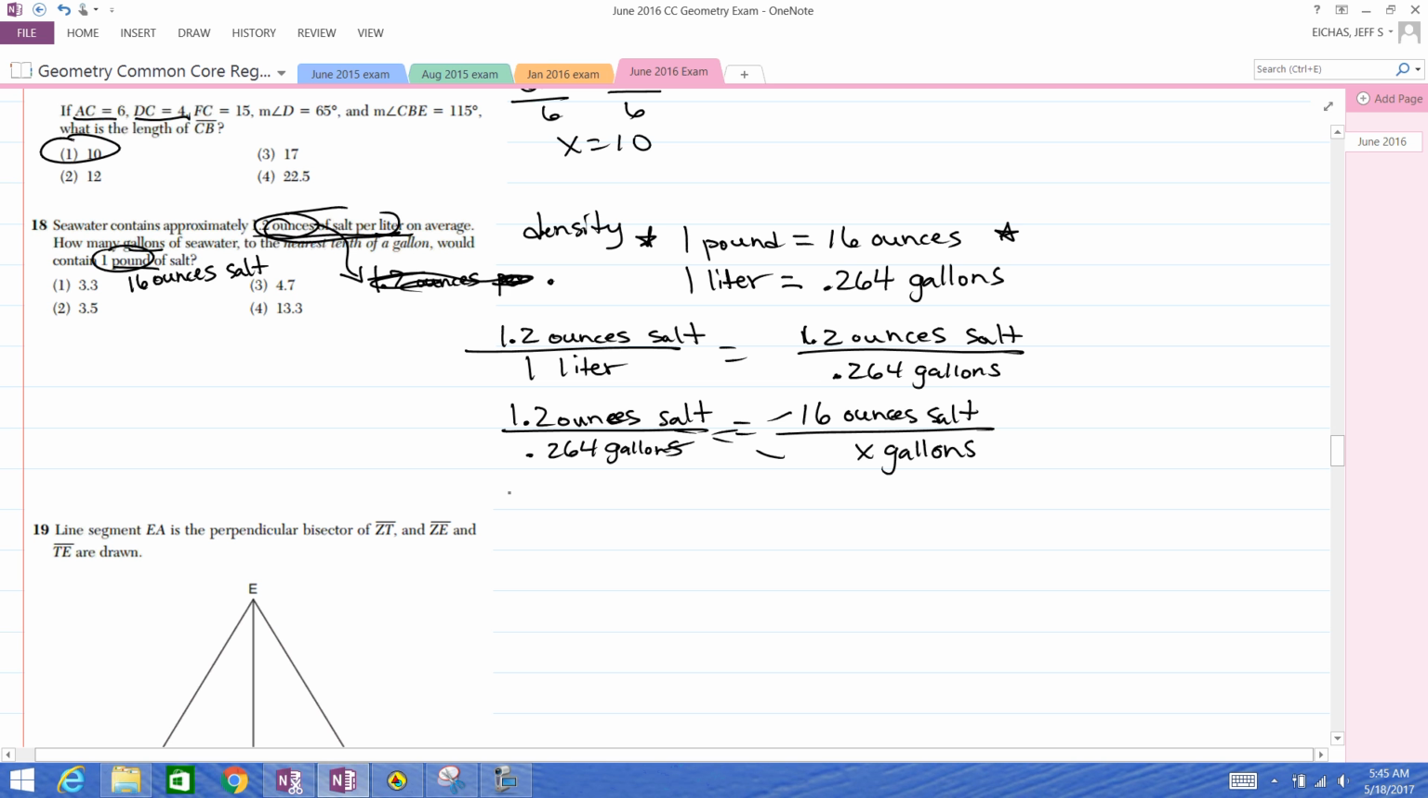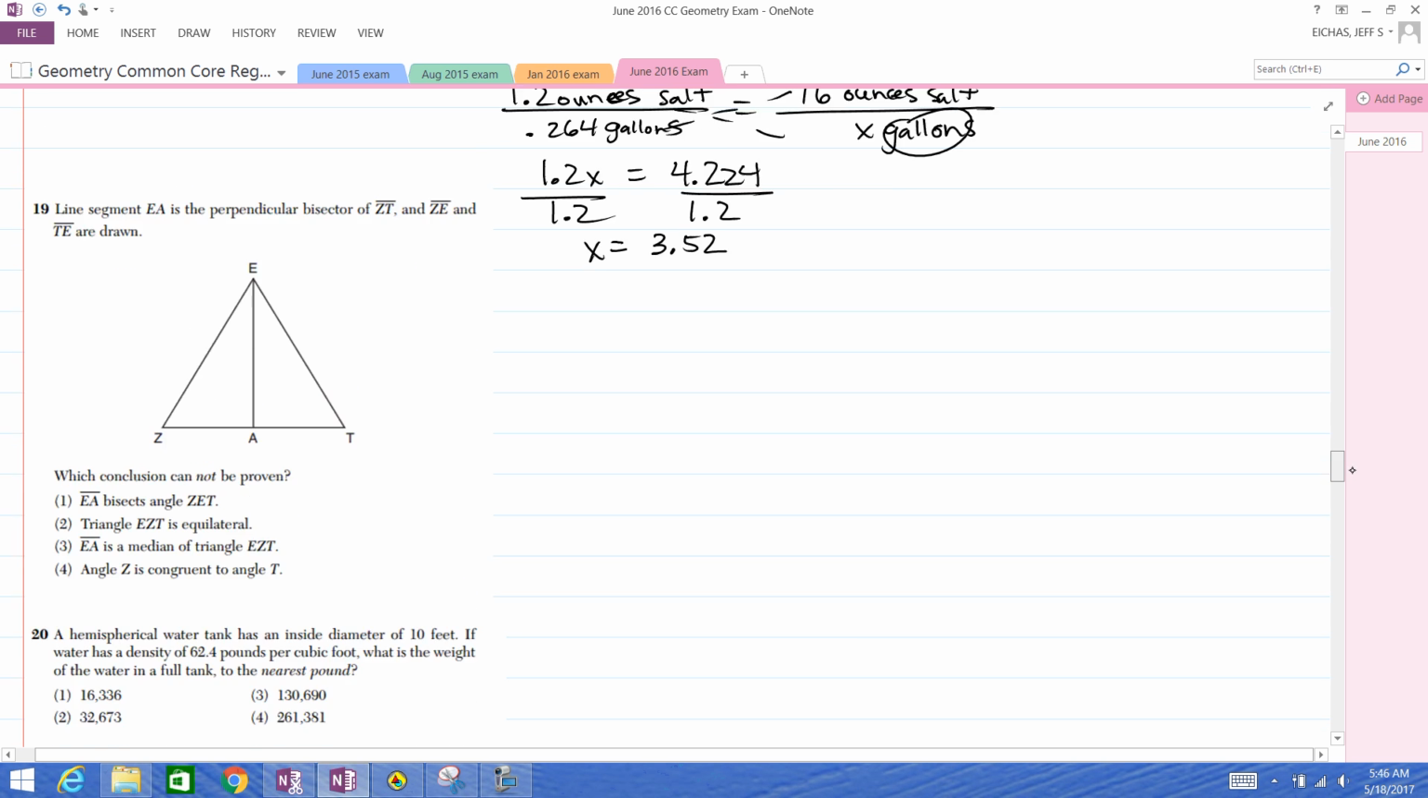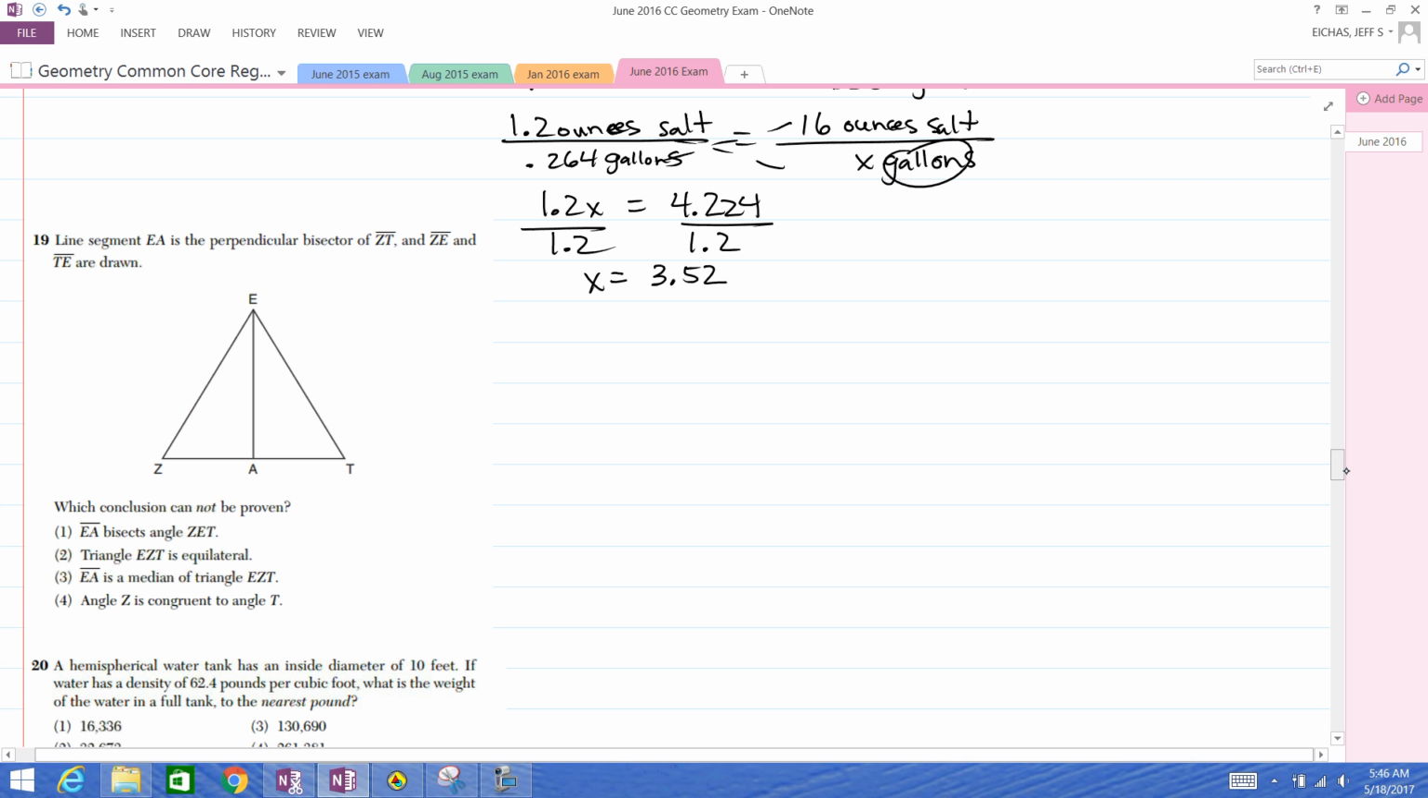Let's ignore the units of measure for a minute. 1.2x and whatever 16 times 0.264 is. I got 4.224. Then we're going to divide by 1.2. And I get x is 3.52. And that's going to be gallons. So the nearest tenth is 3.5. All right. Perpendicular bisector.